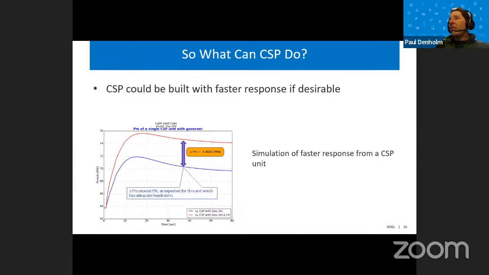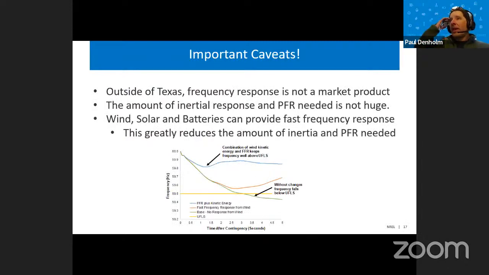There's a few other things that you can do in cases where you're getting to larger deployments of renewable energy. One of them is you could make CSP respond faster. So we did simulations of units that were designed to have a faster response to an event like this. So you can see here the change in output from a CSP plant with and without this fast response. The red curve has that faster response and increases output more rapidly to, again, provide greater response to a decline in frequency.